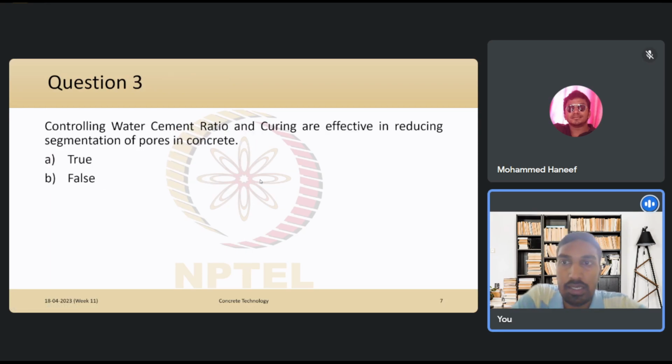Question number 3 is: controlling the water to cement ratio and curing are effective in reducing the segmentation of pores in concrete. You should say whether the statement is true or false.